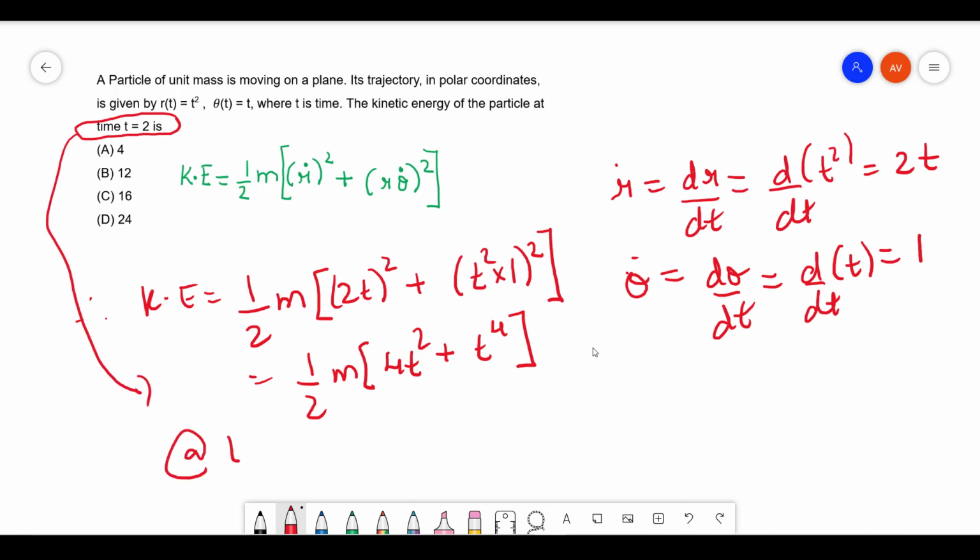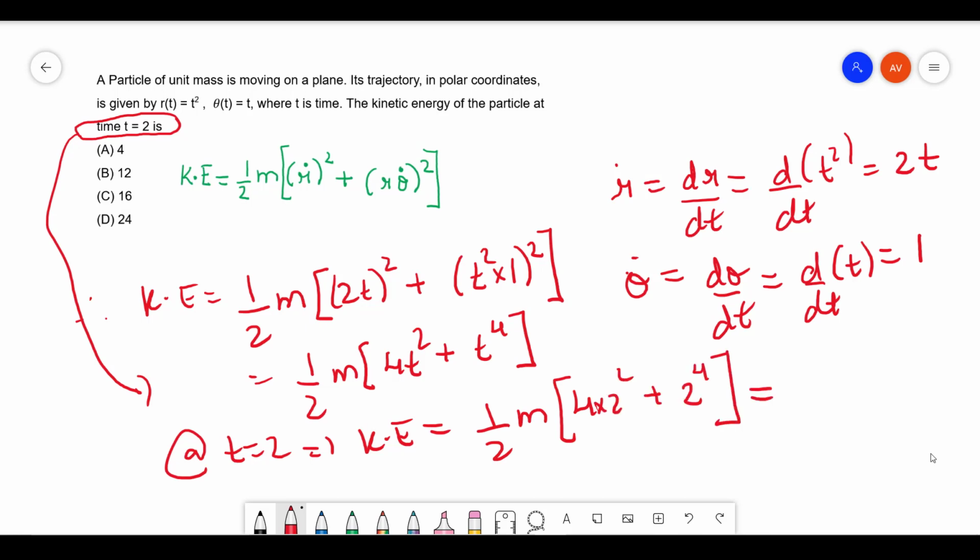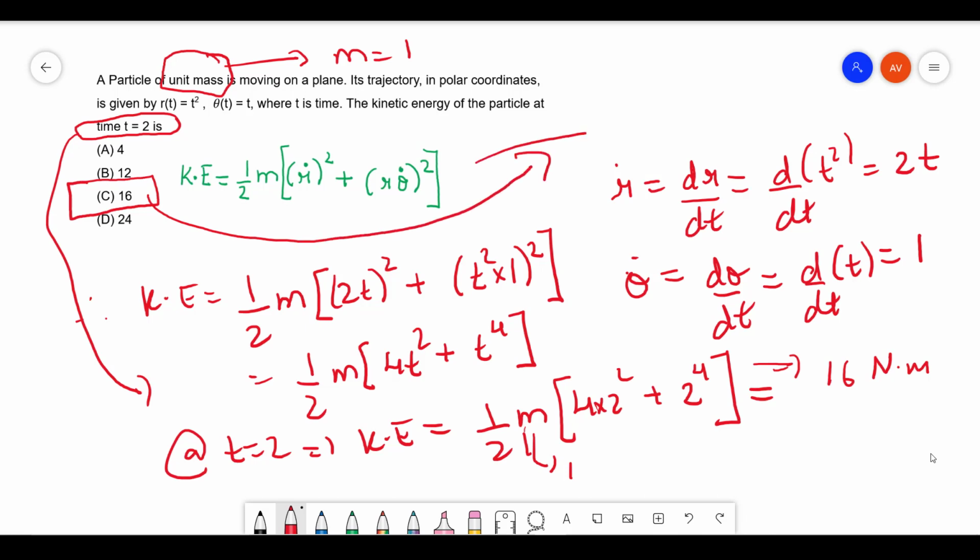So at t equals 2, your kinetic energy is going to be half m into 4 into 2 square plus 2 raised to 4. If you see the question, the particle is of unit mass. Therefore m is actually 1. When you finally solve this, you will get the kinetic energy to be 16 Newton meter. If you check the question, you can see that C is the correct answer. If you want to know more details about curvilinear coordinates, please check out the NPTEL lecture that I have referred. Thank you.